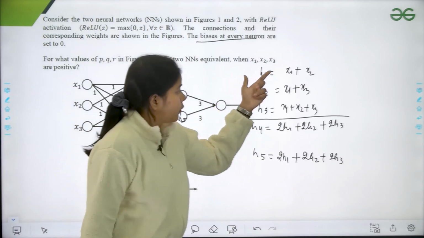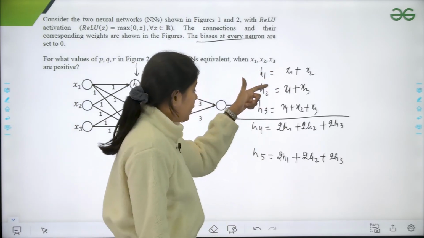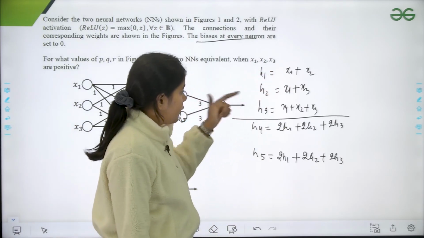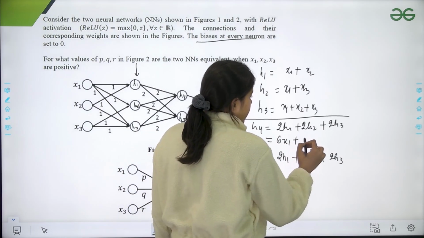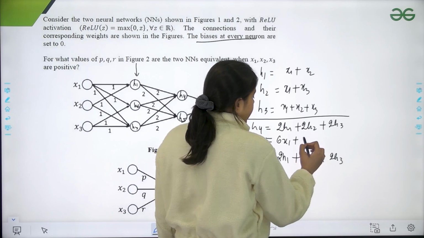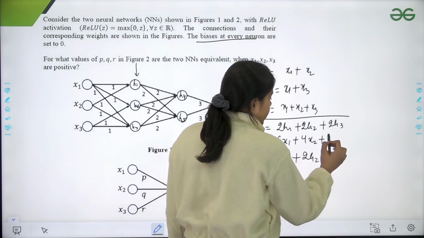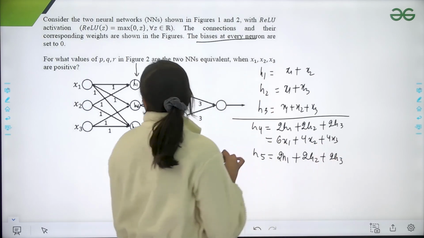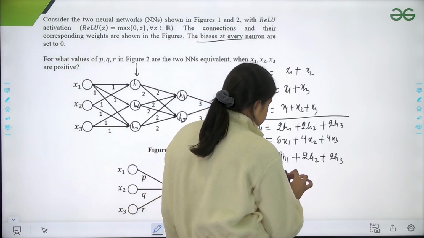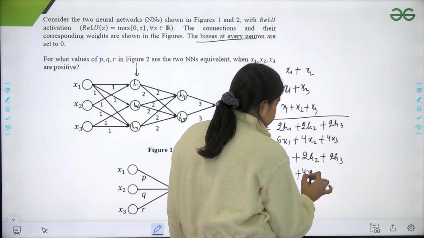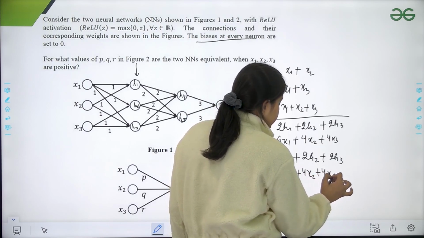So if I write down 2 of h1 and solve this, I'll get 6 of x1 and then 4 of x2 and then 4 of x3, right? Similarly h5 also, 6 of x1, 4 of x2 plus 4 of x3, right?